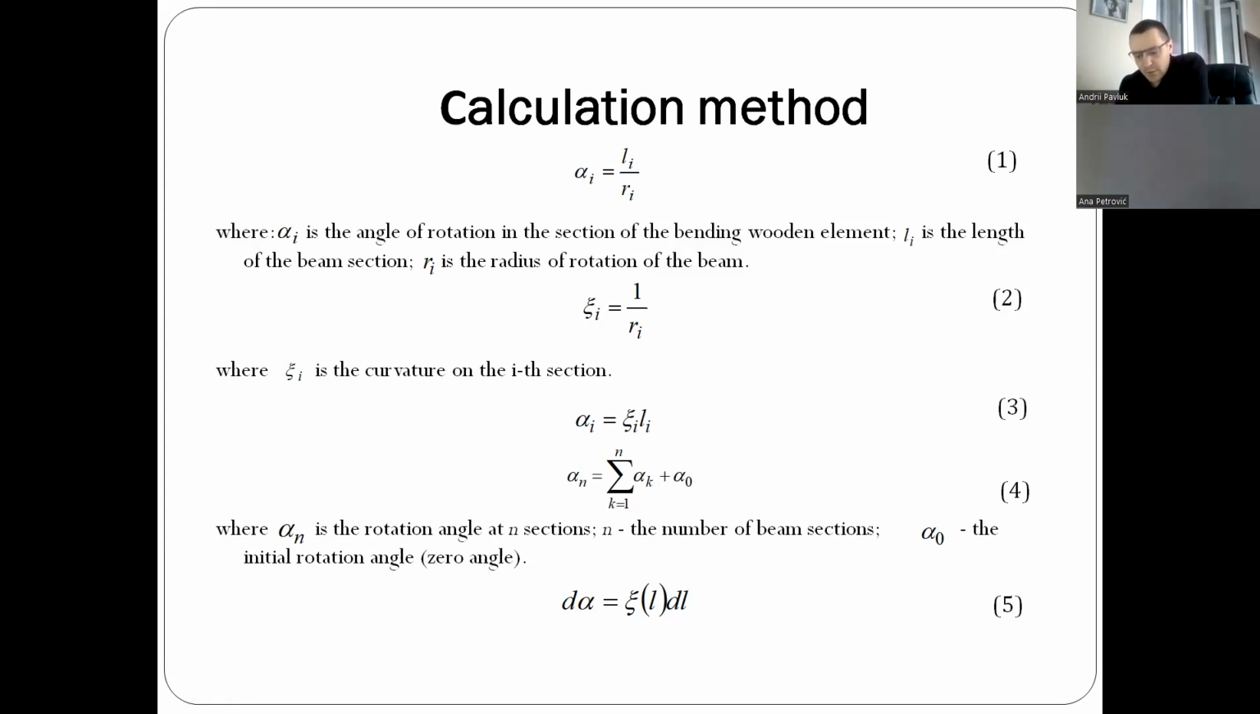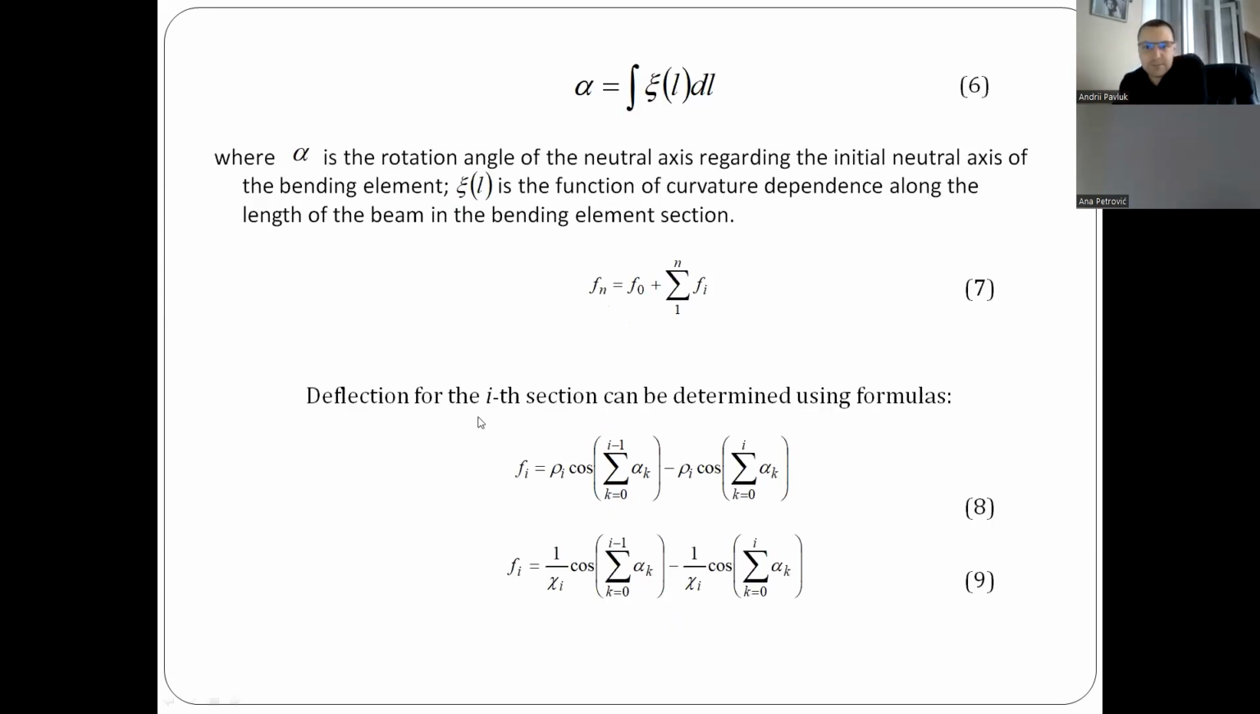With the variant of differentiation along the length of the beam, we obtain that the elementary rotation angle of the bending element is equal to its elementary length multiplied by the curvature that acts on this elementary section, formula number 5. It follows that the angle of rotation in the section of the bending element that accumulates in the beam is equal to the integral expression, formula number 6.